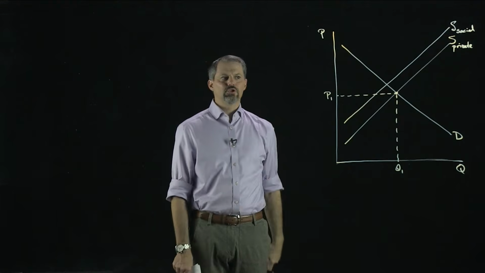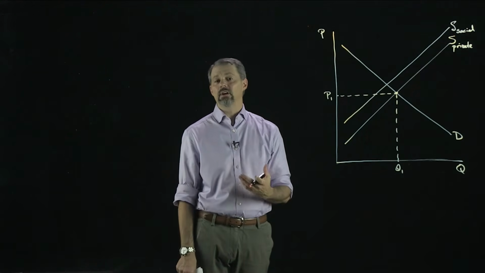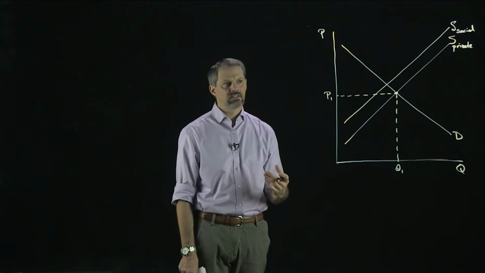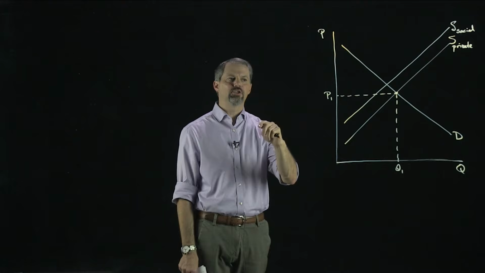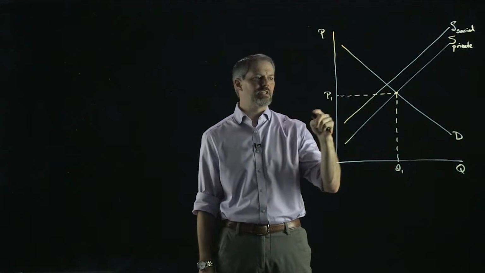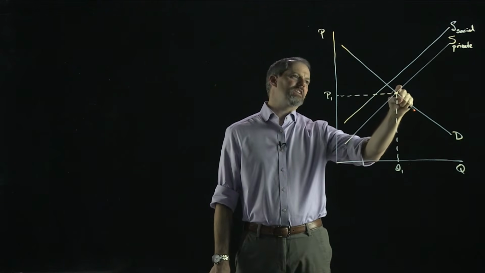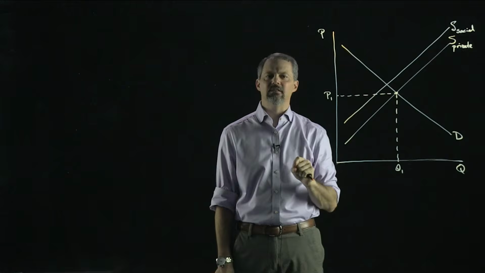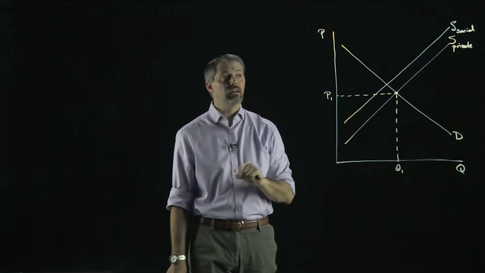Now, this picture should look very similar to the picture that we saw with a tax. What we saw is that if we impose a tax, then we can illustrate that tax graphically one of two ways. Actually, there's three ways, but two of them involve shifting a curve. We could illustrate a tax by either shifting the supply curve up by the amount of the tax, or shifting the demand curve down by the amount of the tax.